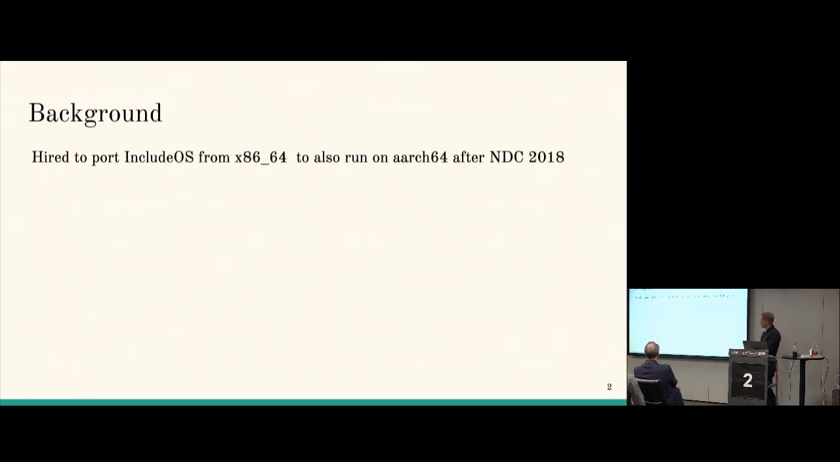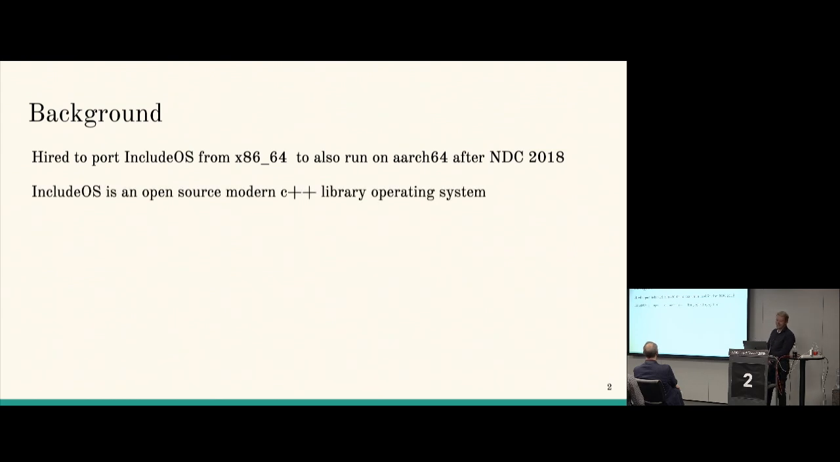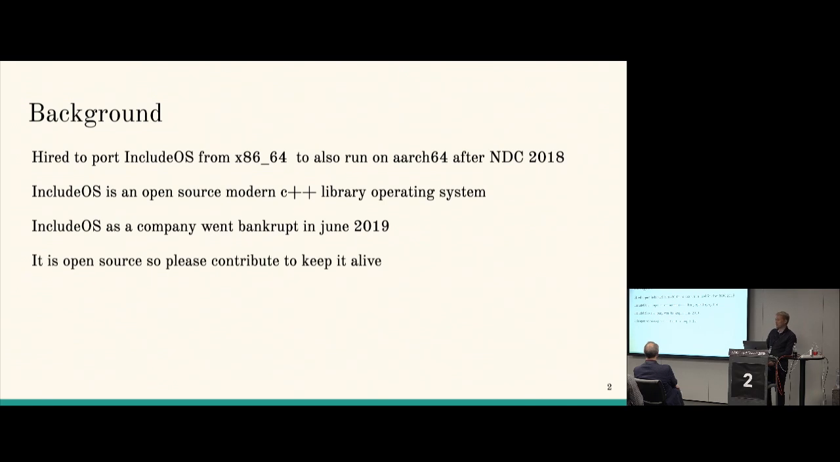A little background for this: I was hired to port IncludeOS from x86-64 to also run on ARM64 architectures after NDC last year. Kind of convenient. IncludeOS is an open source modern C++ library operating system, for those of you who don't know that. And it went bankrupt in June this year. Kind of a sad story, but it's open source, so please contribute to keep it alive if you have the option to do so.